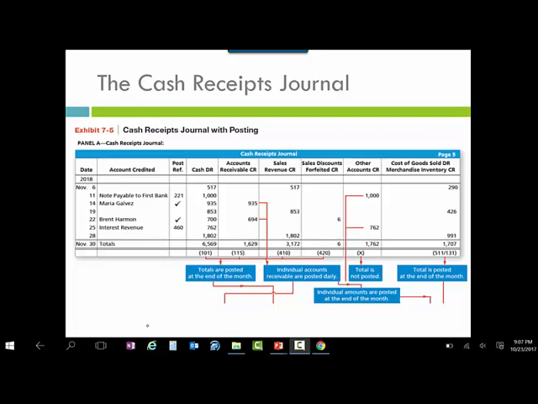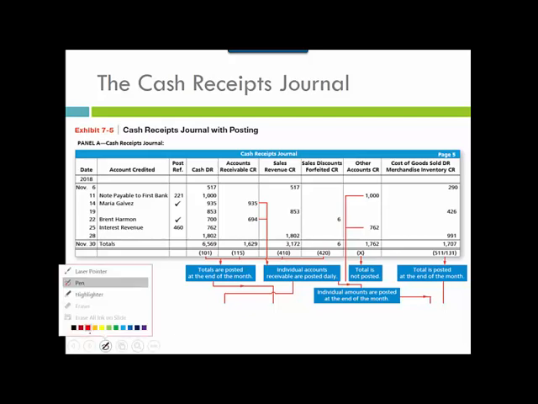Okay, so that brings us to the cash receipts journal. For the cash receipts journal, this is cash coming in for any reason. So as you can, let's change this to a highlighter. As you can see here, the debit is always to cash, and then the credit is to something else.